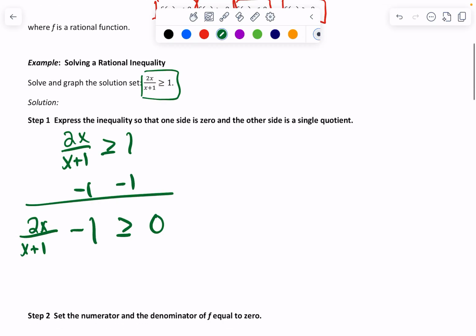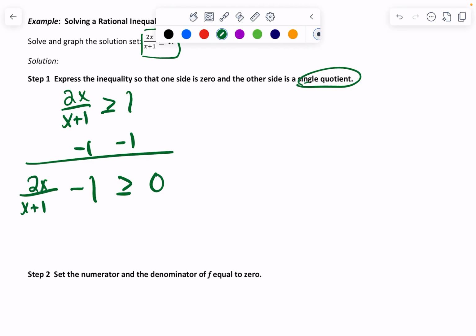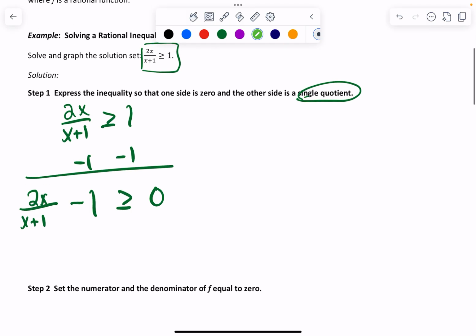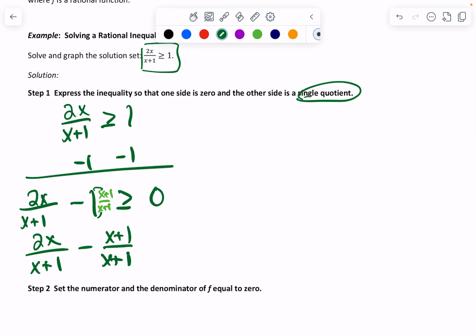Okay, now we want to combine. It's a single quotient. This is not a single quotient right now. So what we want to do is multiply the negative 1 by x plus 1 over x plus 1. This doesn't change, it's just like 2 over 2 with fractions. So this doesn't change anything, except that the negative 1 will be written as a quotient. So 2x over x plus 1 minus x plus 1 over x plus 1. All we did was multiply by 1, so it doesn't change.